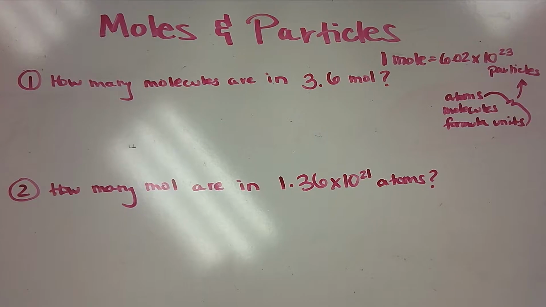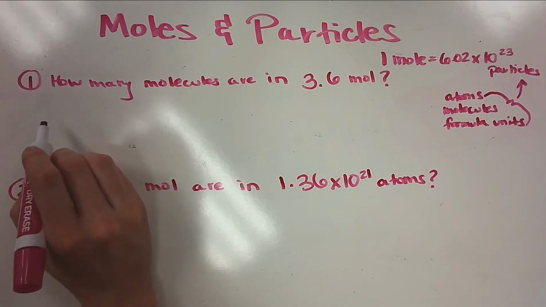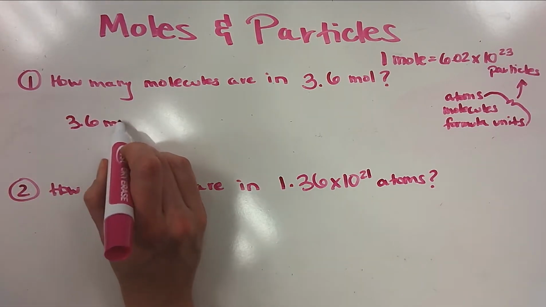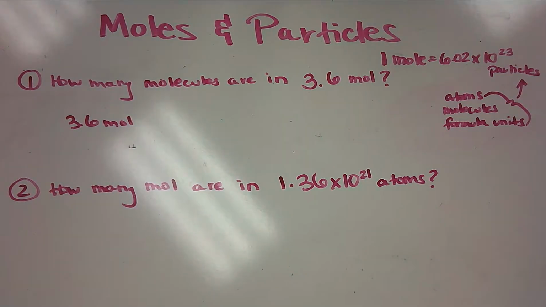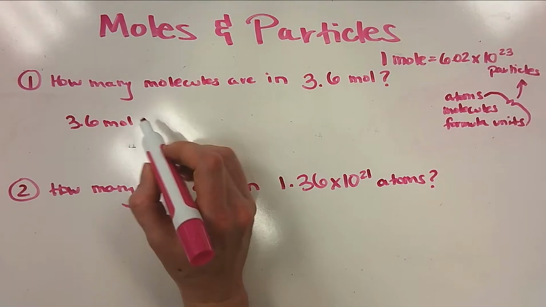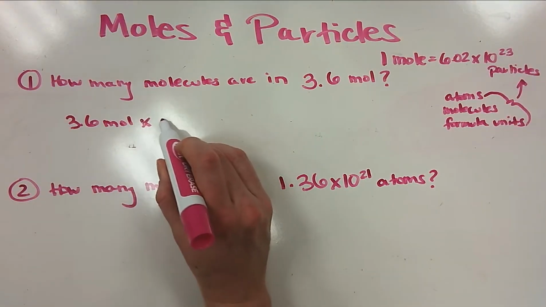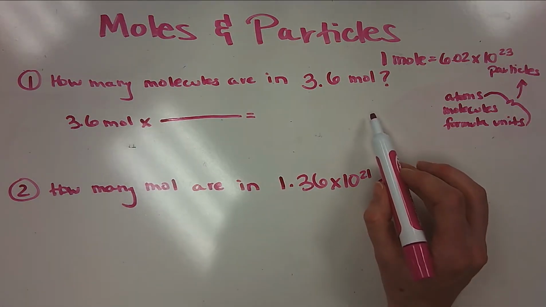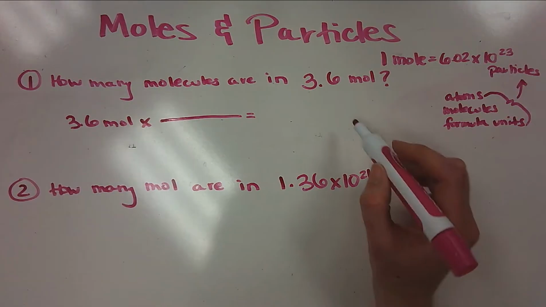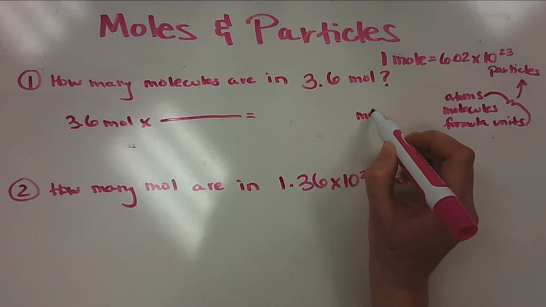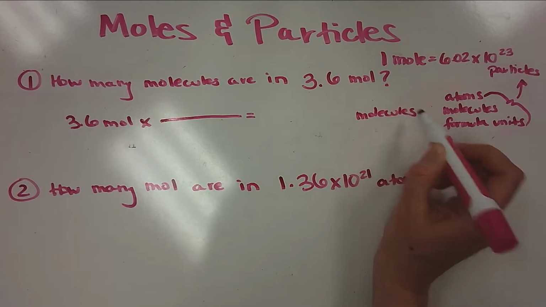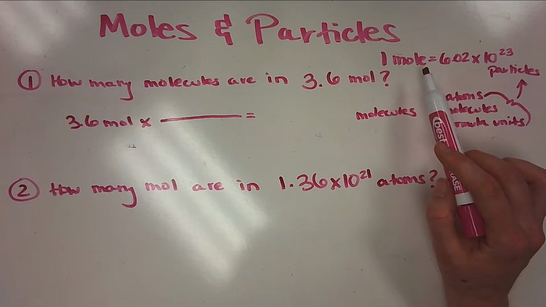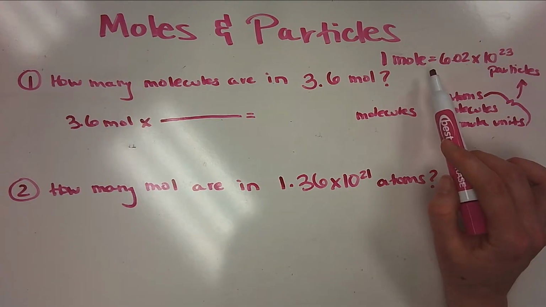So first and foremost, we need to determine what it is that we're starting with. Our starting point is 3.6 mole. So I'm going to go ahead and write that down, 3.6 mole. I'm going to set up for a conversion factor, and I'm going to write out what it is that I'm asked to find. So I'm asked for the number of molecules, so I'm just going to write molecules. All right, my next step, I have to figure out how do I plug in my conversion factor to solve for what I want.